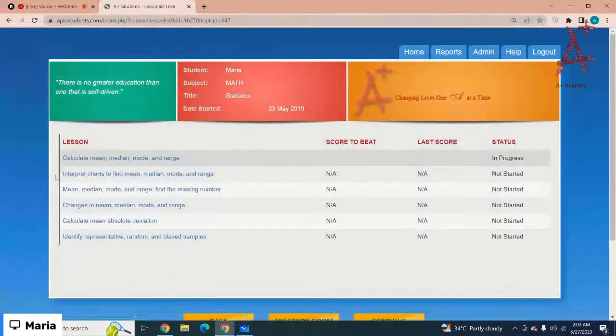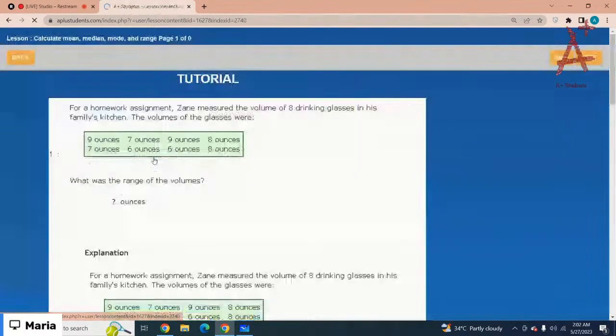Okay, here I'm on grade 7 maths. The chapter we're going to start with is statistics. Let's start with the first lesson, that is calculate mean, median, mode and range. So let's start with the first example.